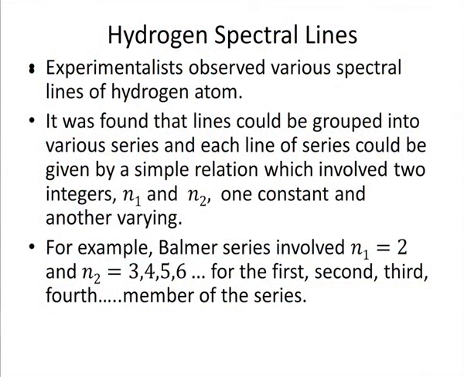Now, we talk about hydrogen spectral lines. Experimentalists observed various spectral lines of hydrogen atom. It was found that lines could be grouped into various series and each line of a series could be given by a simple relation which involved two integers n1 and n2, one constant and another varying. For example, Balmer series involved n1 equal to 2 and n2 equal to 3, 4, 5, 6 for the first, second, third and fourth member of the series.